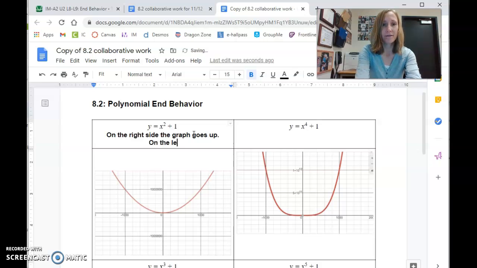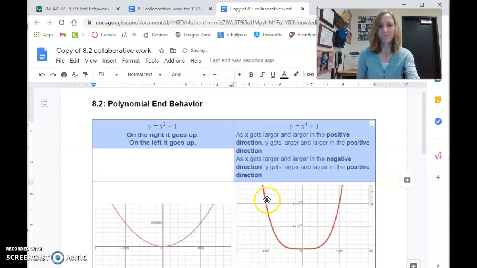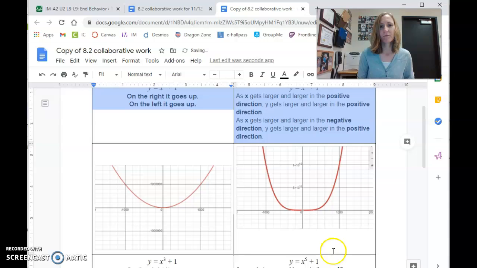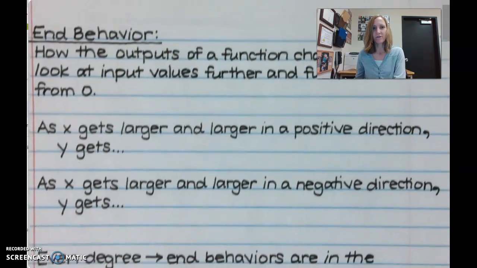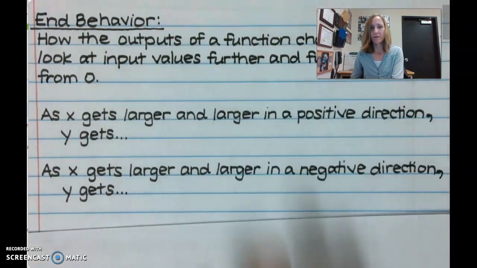And on the left side, the graph goes down. But we would prefer some better math vocabulary if possible. So let's look at another way that we could say that same thing. So we're going to use this as our starter. Not worrying about this part yet.